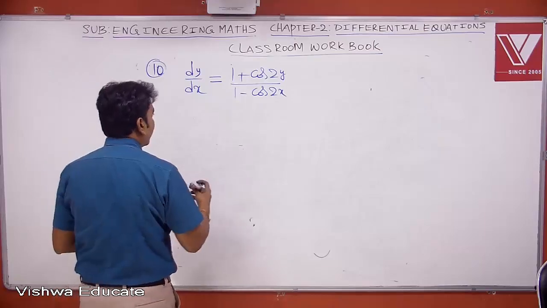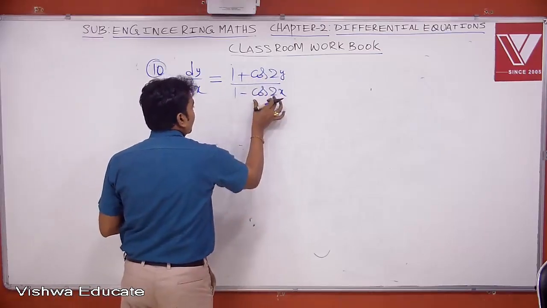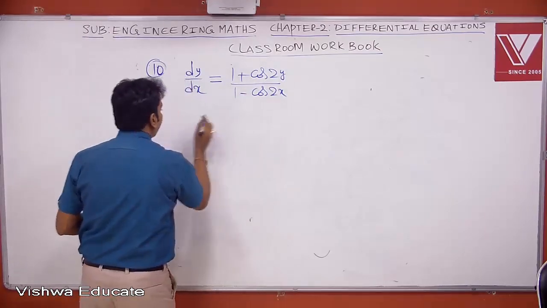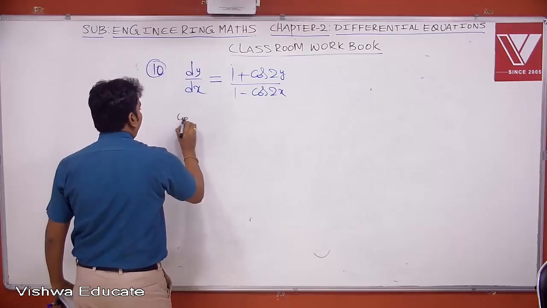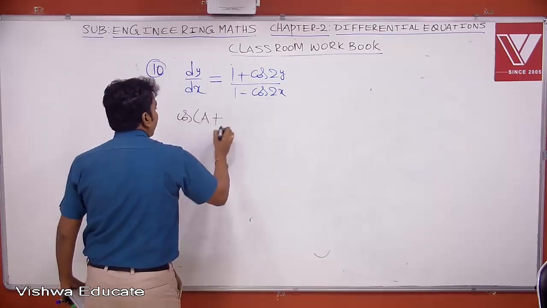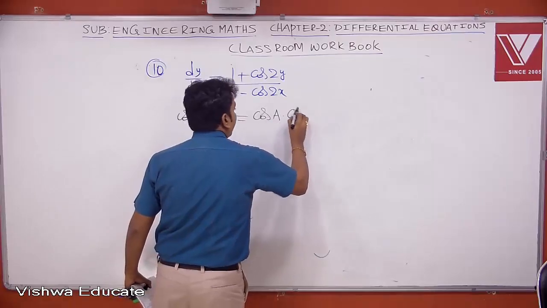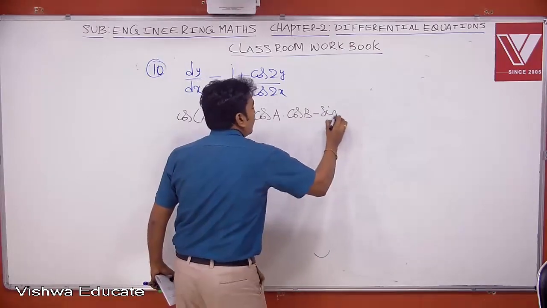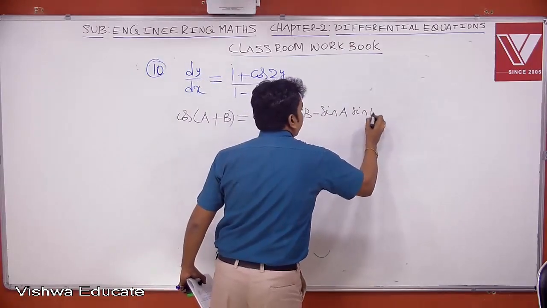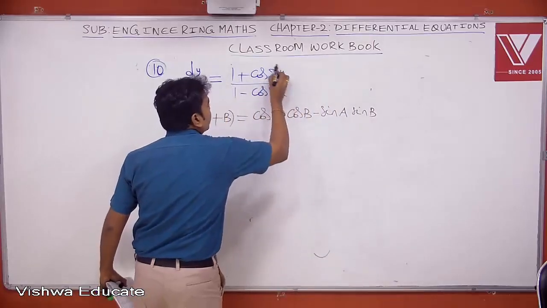Now before going further, let us simplify 1 plus cos 2y and 1 minus cos 2x. We have a formula for cos of a plus b. The formula for cos of a plus b is cos a into cos b minus sin a into sin b. But I want 2 times of a single variable.